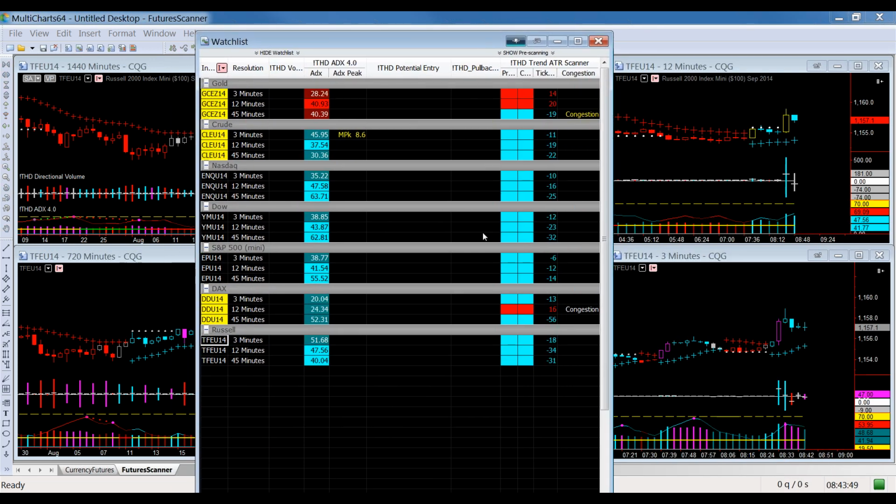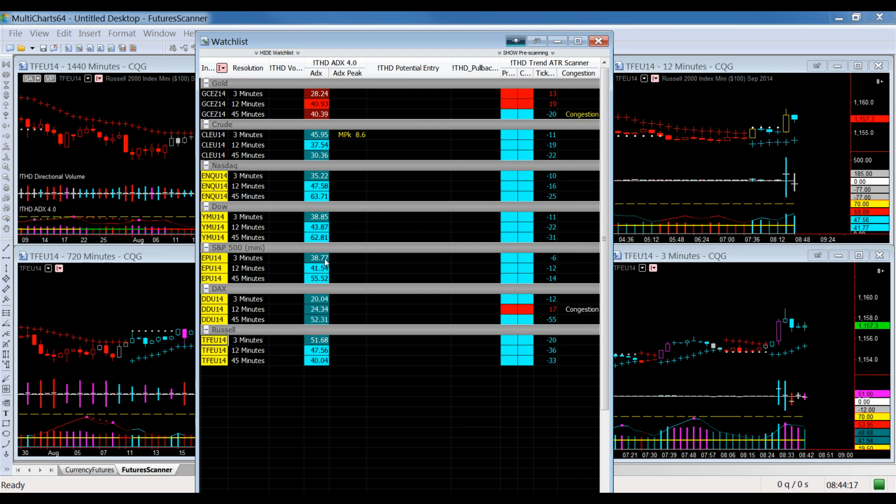Okay, for example, 38.77. What does that tell me on the 3-minute ADX? Is it going up or down, guys? It's going down, because why? How do you know it is going down? It's a dark color.